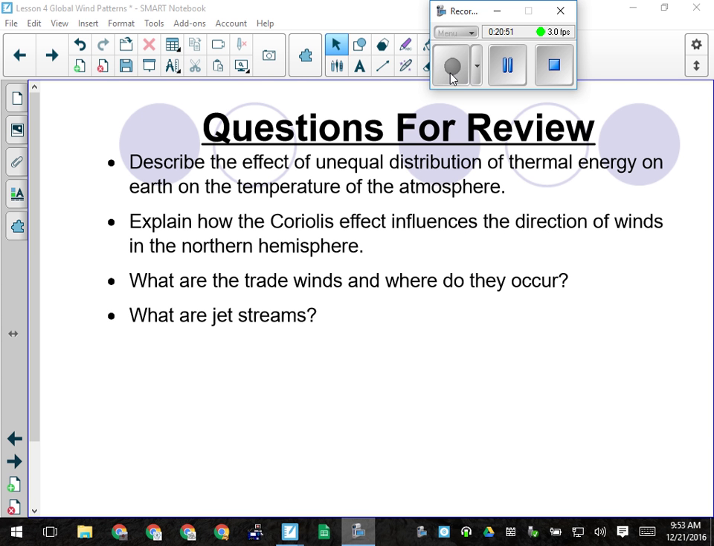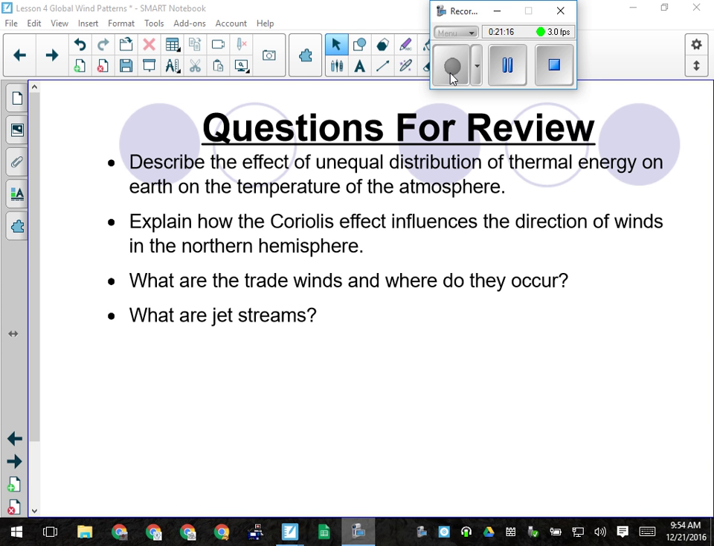Coriolis effect influences the direction of winds in the northern hemisphere. If we're between 30 degrees north and the equator, the direction of the winds is from the northeast. We get the trade winds, those easterlies. If we're between 30 and 60 degrees, then we have the westerlies. And then above 60 up to 90, we get the polar easterlies. That's the Earth spinning underneath it. That's right.